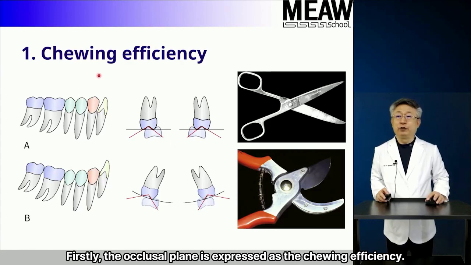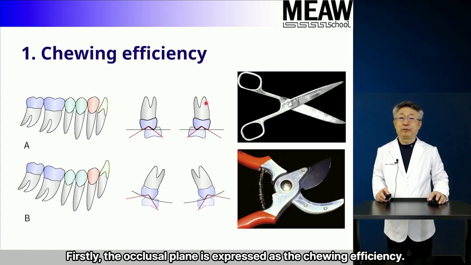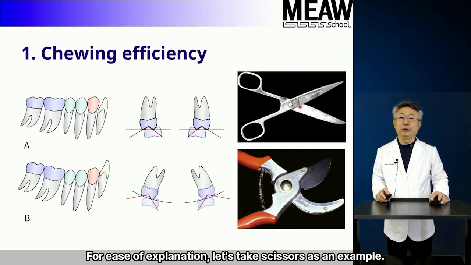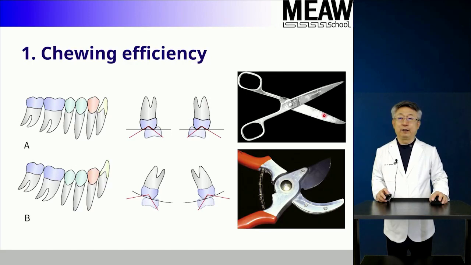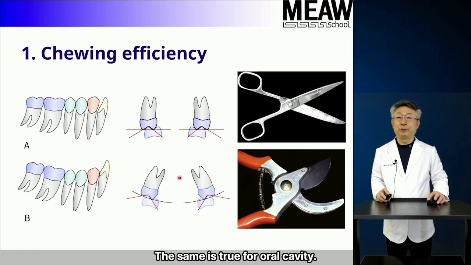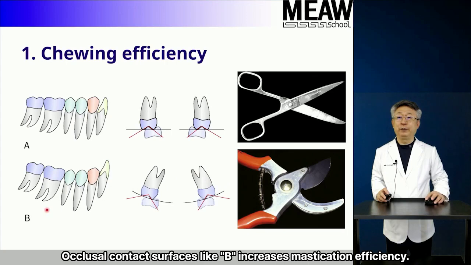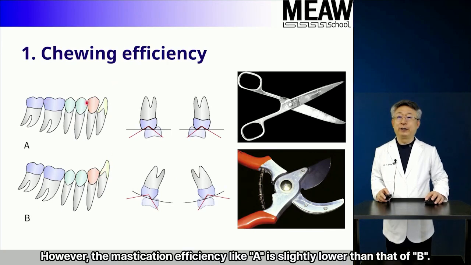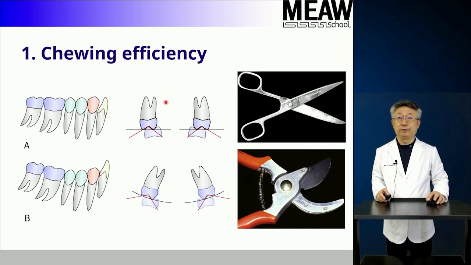Firstly, the occlusal plane is expressed as the chewing efficiency. For ease of explanation, let's take scissors as an example. We can see that scissors B has better cutting power compared to scissors A. The same is true for the oral cavity. Occlusal contact surfaces like B increase mastication efficiency. However, the mastication efficiency like A is slightly lower than that of B.